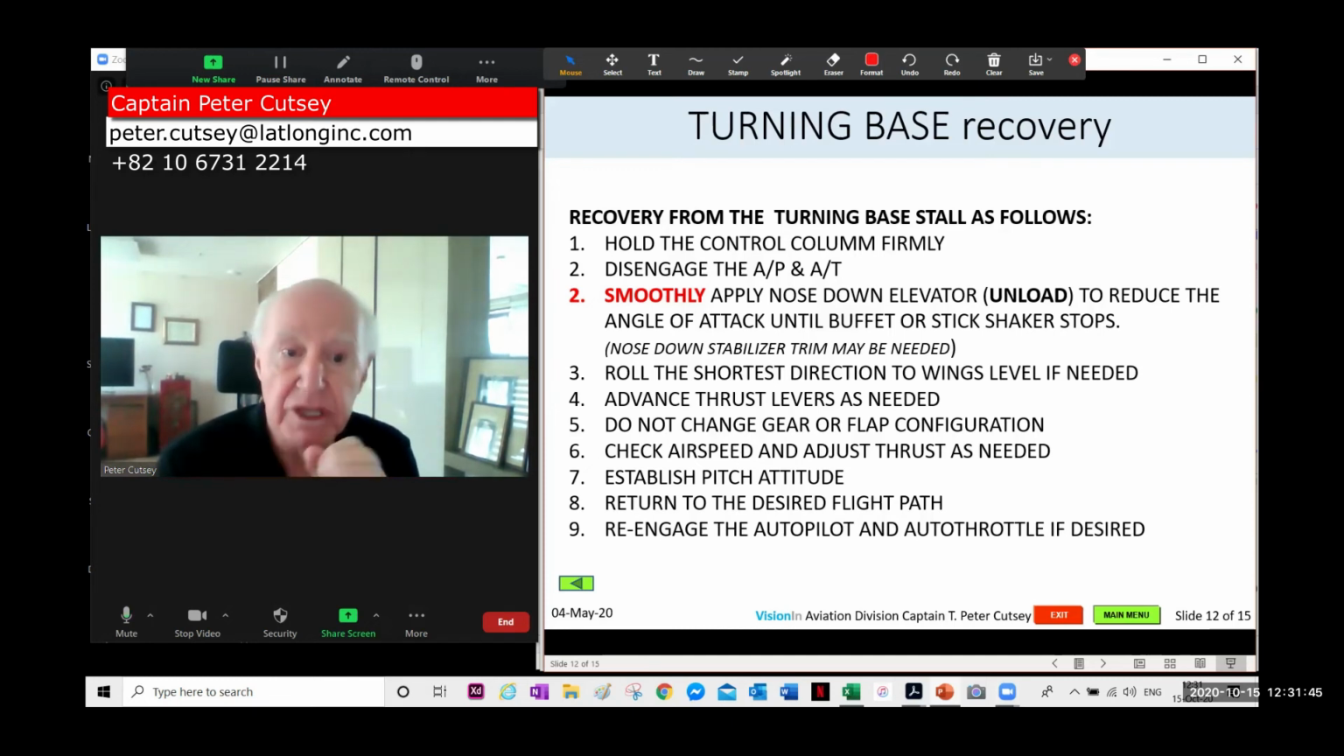Advance thrust levers as needed. Do not change gear or flap configuration. Very important. Check airspeed and adjust thrust as required. Establish pitch attitude. Return to the desired flight path, that is the heading that you were assigned and the altitude for base leg. And re-engage the autopilot and auto throttle if desired. And remember how to do that. Remember, as pilot flying, you select your autopilot only. So select it last, ask the pilot monitoring to make all other selections, auto throttle, pitch mode, roll mode, and then you select the autopilot.